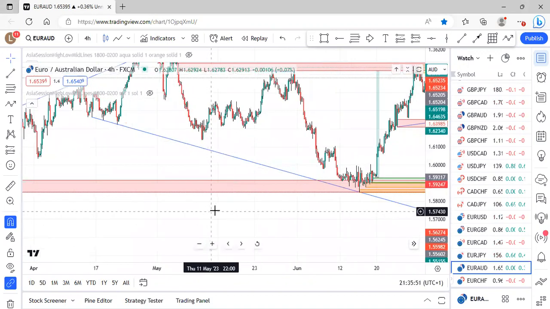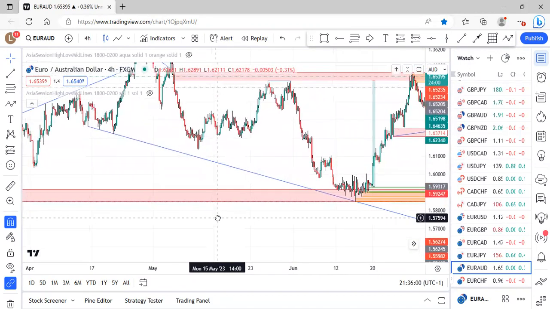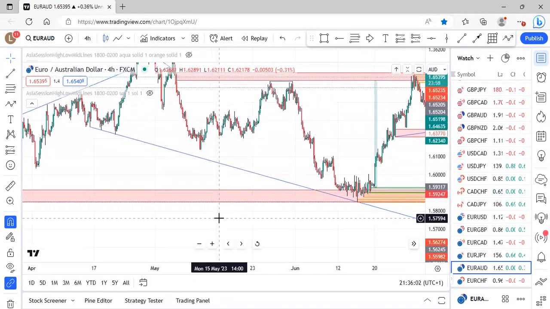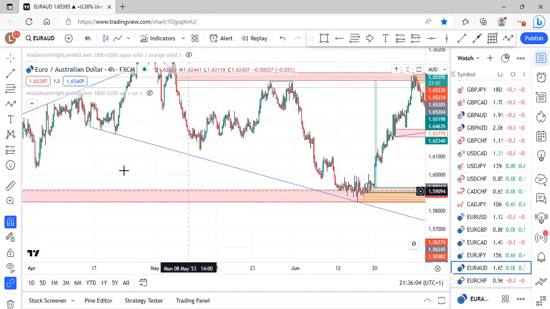Hey guys, just want to go over a few basics tonight, just because I've had a few questions in the group. So I'll go over some basics a little bit in depth. I'll start off with trend lines.